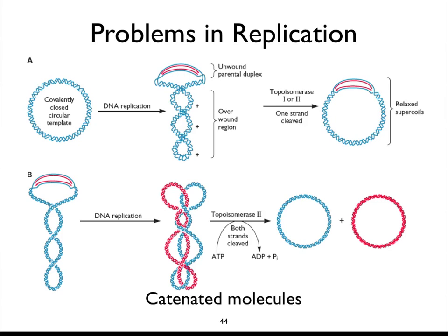And the way that's resolved is with an enzyme called topoisomerase 2, which cleaves both strands, holds them in place, releases them so that they actually unwind, and allows the two circles to come apart. When they're tied up like this, they're called catenated molecules.